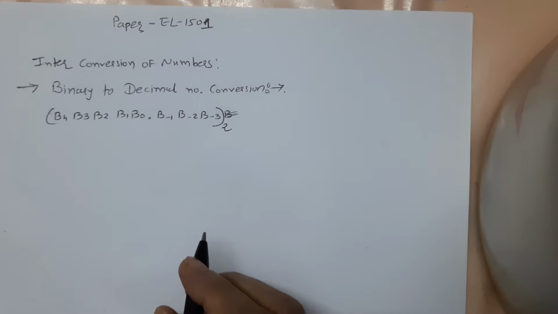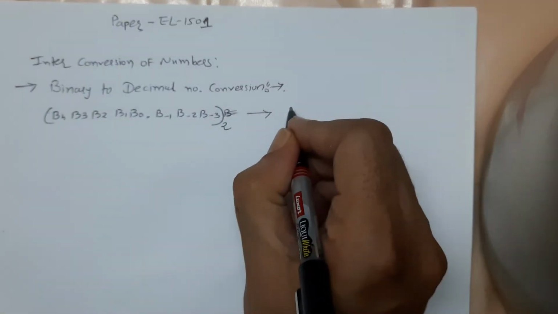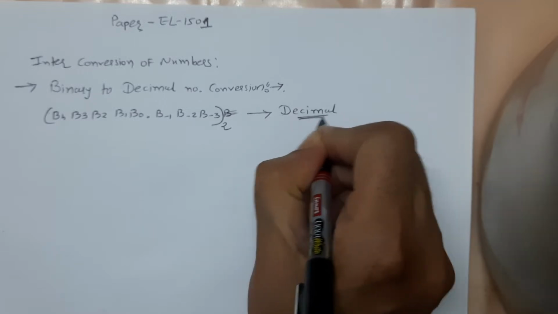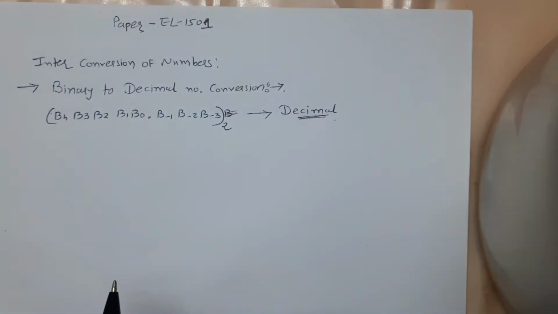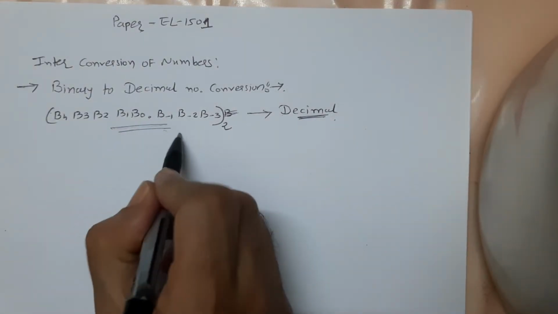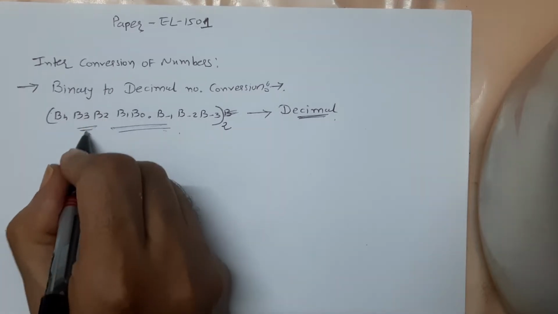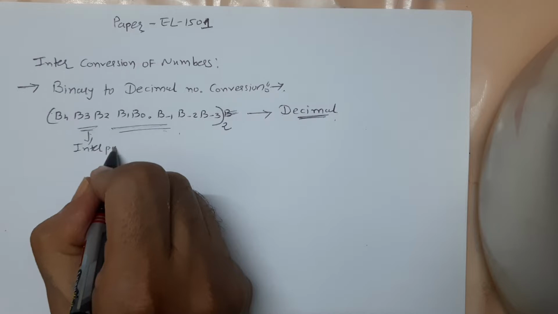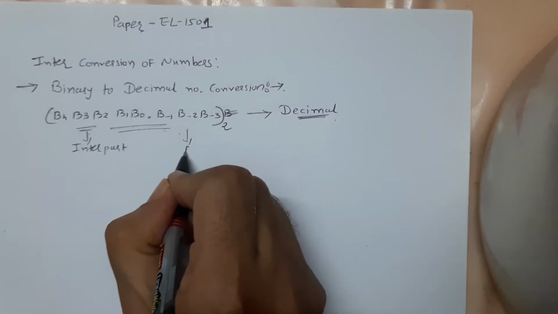We want to convert this into the form of the decimal. How to convert this, right? So first of all we want to find out the decimal equivalent of this. This is known as the integer part. This is your fractional part.